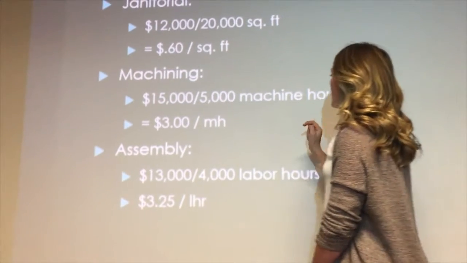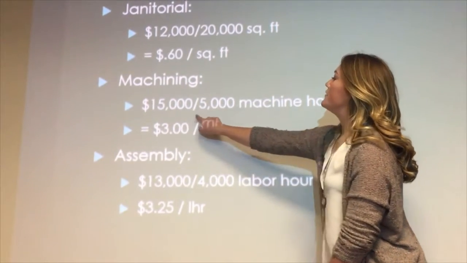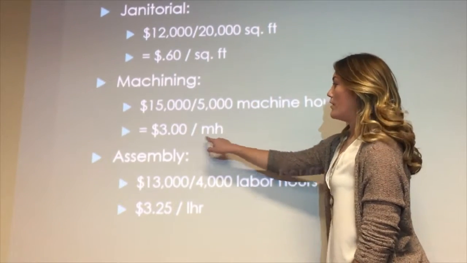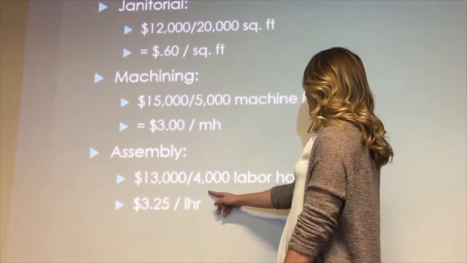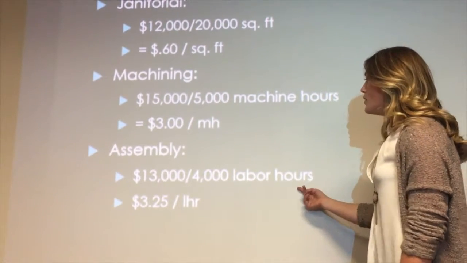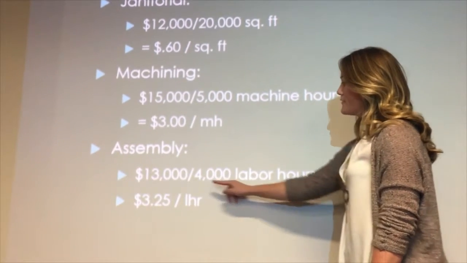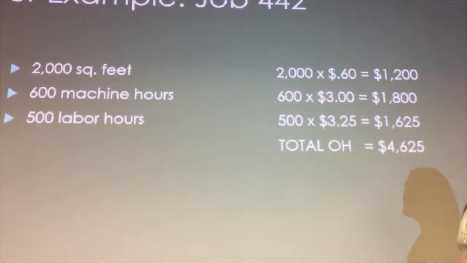For machining, we will use machine hours. So we're going to use 5,000, which 15,000 divided by 5,000 equals $3 per machine hour. And finally, for assembly, we will use labor hours. So 13,000 divided by 4,000 labor hours gives us $3.25 per labor hour.